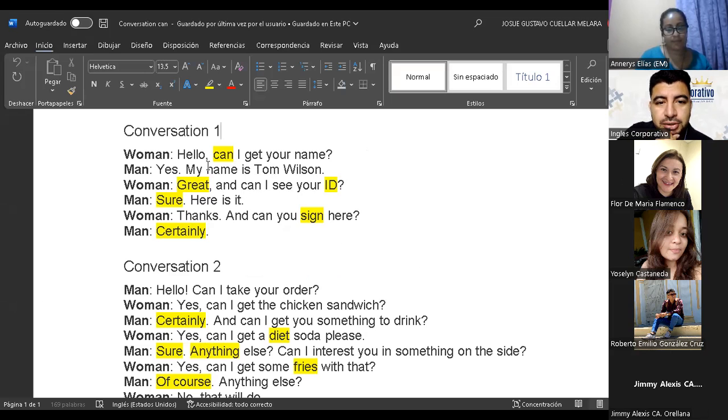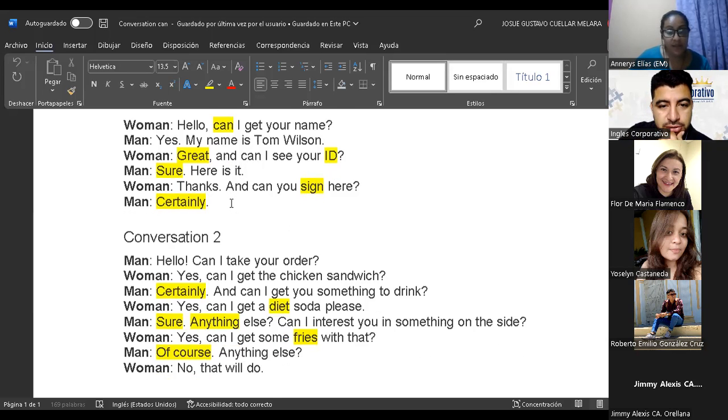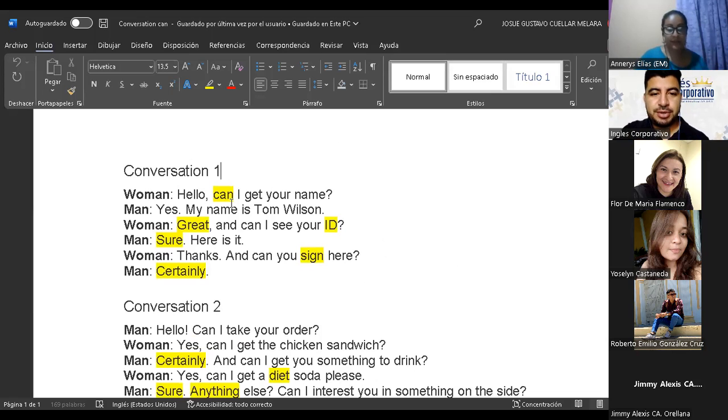Entonces, cuando utilizamos el can, hola, ¿puedes darme tu nombre? ¿O puedo tener tu nombre? Sí, mi nombre es Tom Wilson. Genial. Y puedo ver tu identificación. ID es Identification Document. Es como el DUI. Sure, seguro. Aquí está. Gracias. ¿Y puedes firmar acá? Seguro. So, can, great, ID, sure. Sign, certainly. Solo vamos a practicar esta conversation.